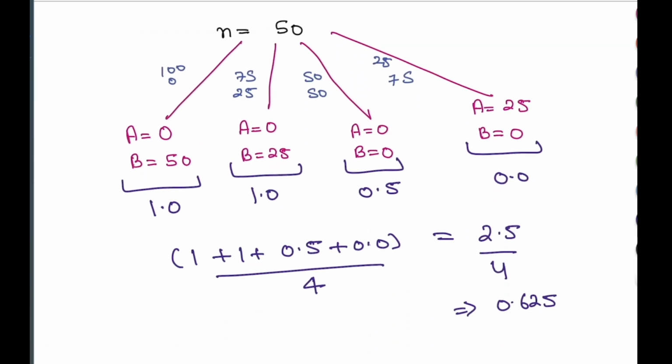Now let us try to understand this with an example. Let us say the value of n is equal to 50. It means the capacity of A is equal to 50 and the capacity of B is equal to 50. This is the initial data we have. There are 4 events which could happen and we don't know which event will happen. So we will try with all the 4 events.